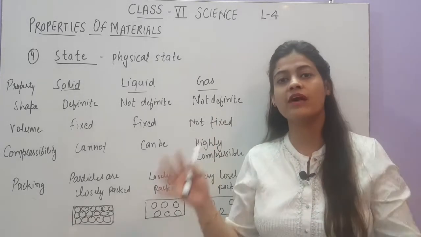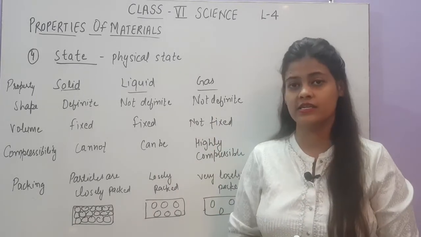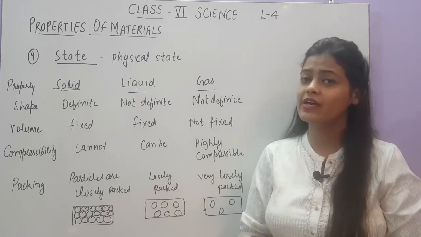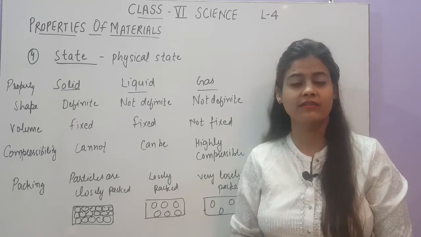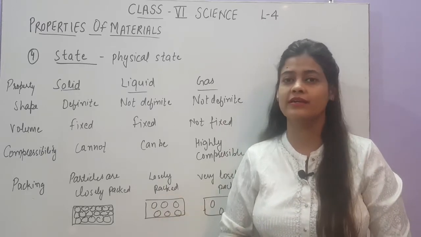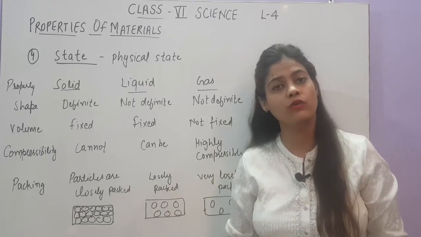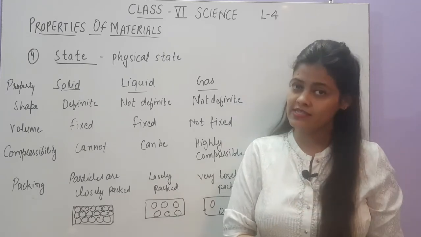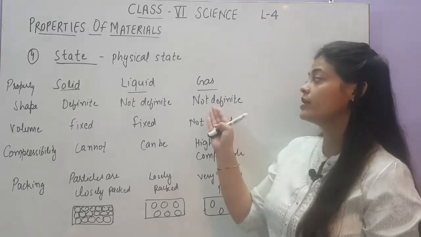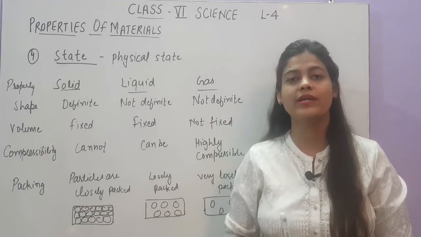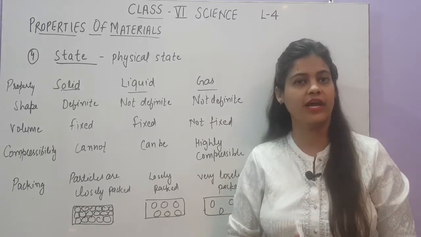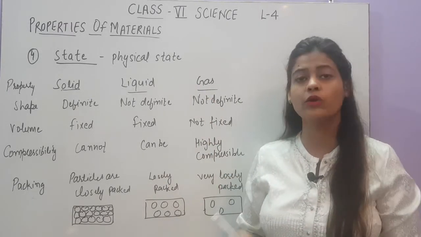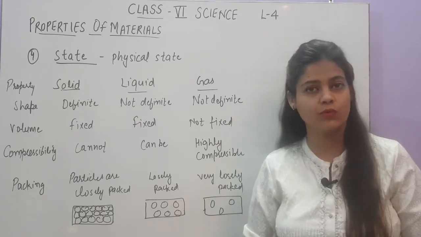Gas, like we have air around us. Air is a gas. Can you see air? Can you fix the shape of the air? No. Wherever the air is present, it will take the shape of that thing. If the air is in a rectangular room, then it has a rectangular shape. If it is in a square room, then it has a square shape. So there is no definite shape of liquids and gases, but solids have a definite shape. Like this board, it is a rectangular board. We cannot change the shape of the board.